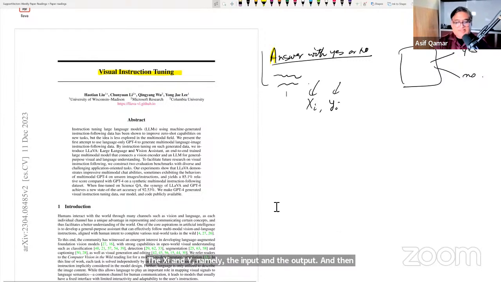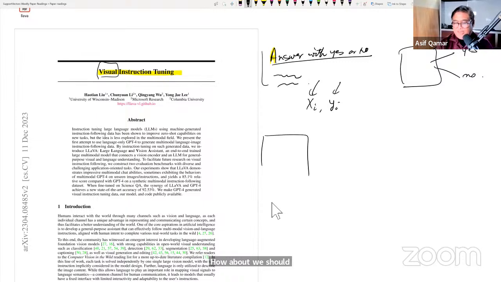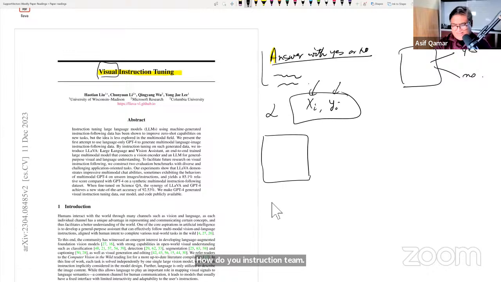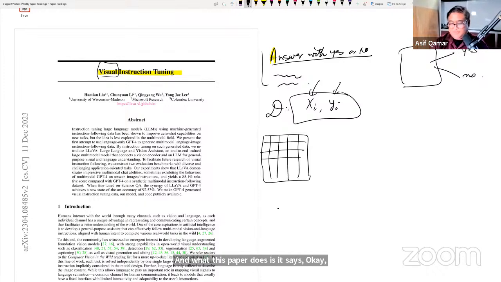But the whole question, and the remarkable idea there, was: how about visual? Given an image, how do you instruction tune? To instruction tune, you need a vast data set like this. Textual data sets for instruction tuning do exist. Visual instruction tuning data didn't exist, right? So what this paper does is it says, okay, let's see what parts of the puzzle we know how to solve. We know there is an LLM we can borrow.